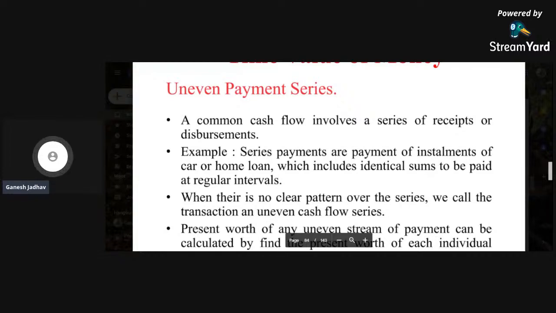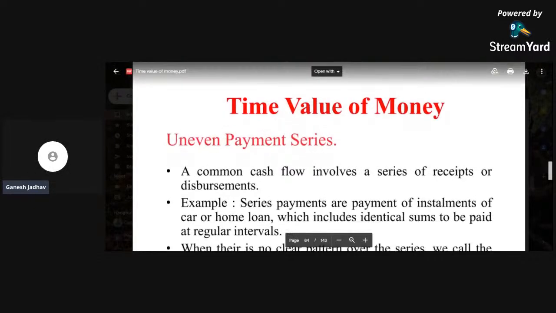Because here there is no proper installment. Installment, in Marathi you can say haftas, means a regular interval at which you pay, for example monthly, in the series payment. But in an uneven payment series, there is no clear pattern, so it is called an uneven payment series.